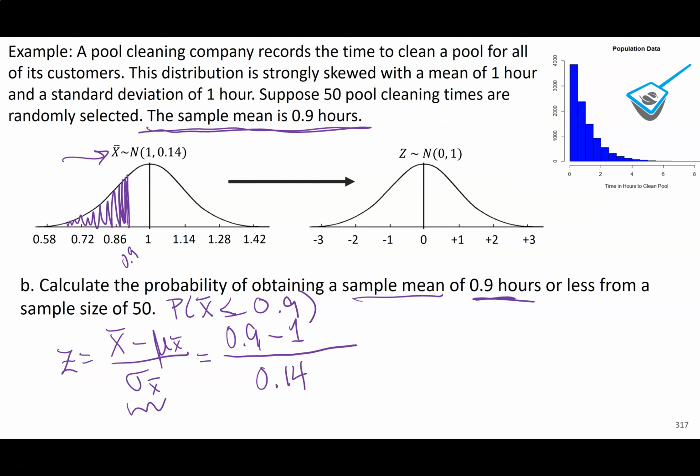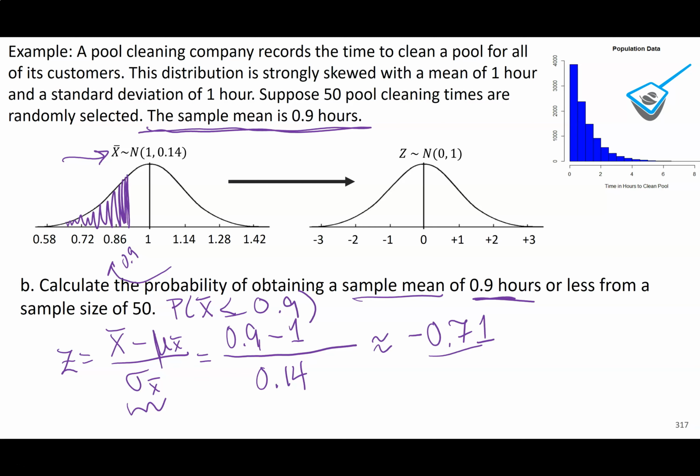And then I plugged it in without rounding on the bottom there. And I round to 2 places for a z-score. For a z-score, you should always go out to at least 2 places because the z-table uses 2 places past the decimal. First off, 0.9 is lower than the mean of 1, so I should get a negative z-score. So negative 0.71. So this is my z-score.